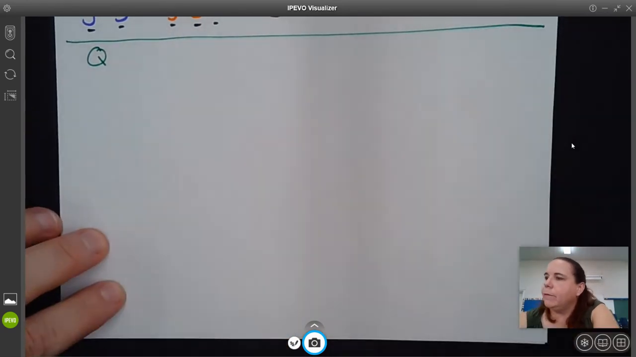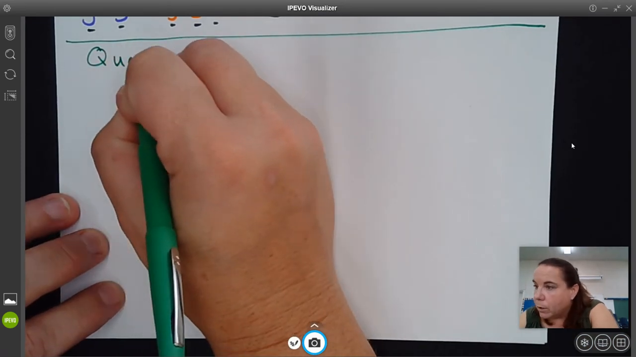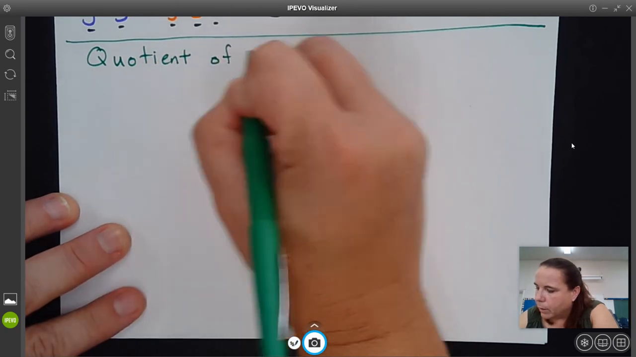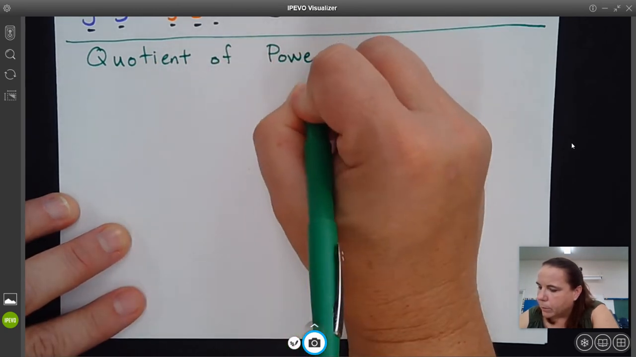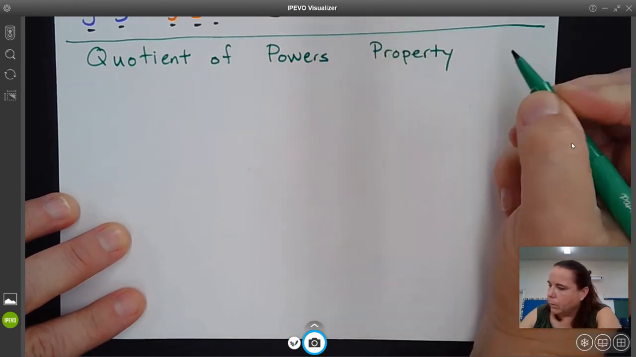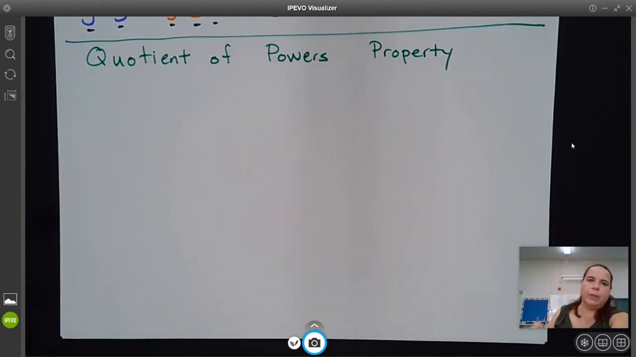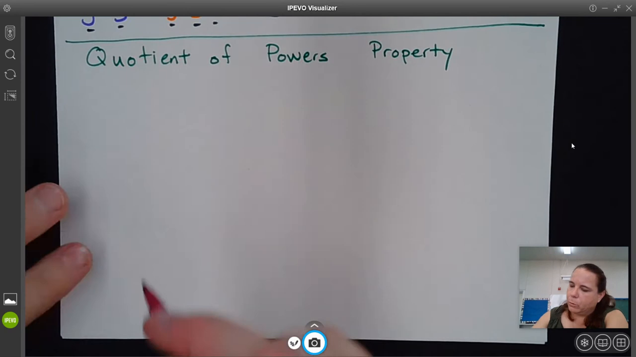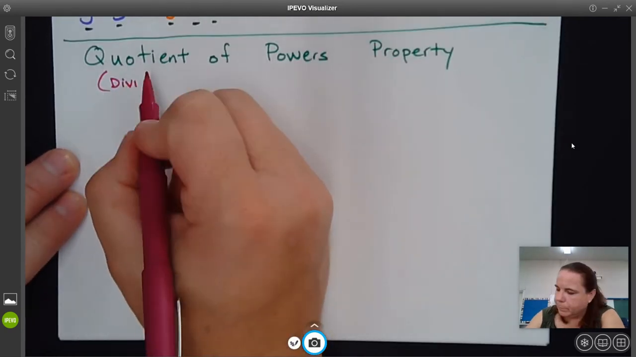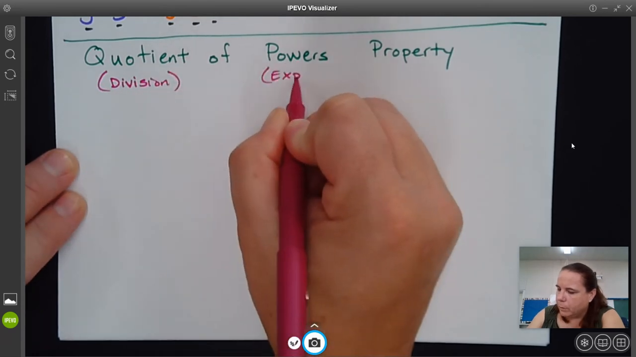And I feel like I'm going to spell the word quotient wrong. Q-U-O-T, quotient of powers property. Right? And so just like yesterday, we want to think about what these words mean a little bit. So quotient is division, the answer of a division problem, right? And powers just means exponents.